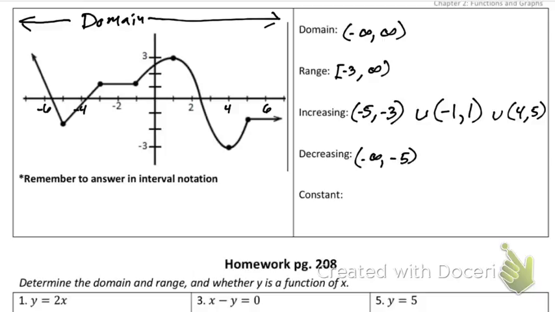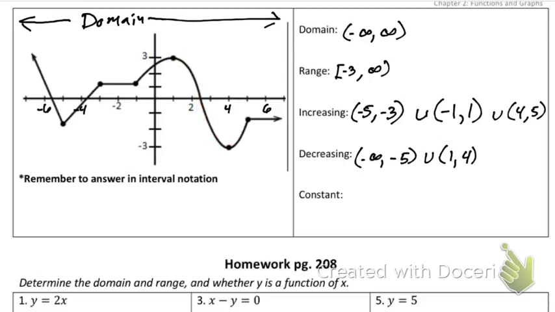All right, where else is it decreasing? 1 to 4. Let me check that. At x equals 1, Pierre is here, and he'd be going downhill until he got to 4. I'm sorry, at 1, I was like, that's wrong. 1 to 4 is good.